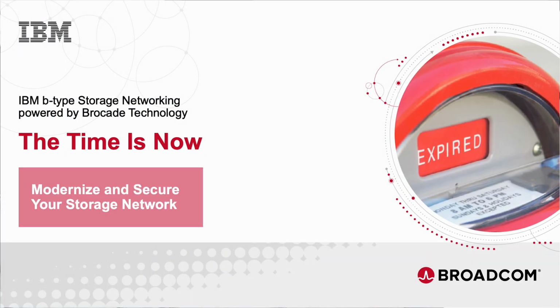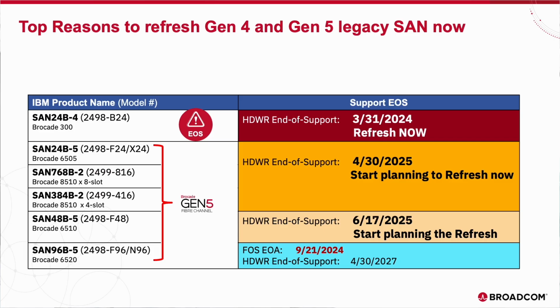So we've seen that Fibre Channel is natively more secure, but the time is now to upgrade and modernize your storage network. There's quite a bit of old gear out there. Many of it's Gen 4 at 8 gig or Gen 5 at 16 gig, and it's very quickly passing to end of life. Many of the products you see on the left have been deployed by IBM going back as many as 12 plus years.